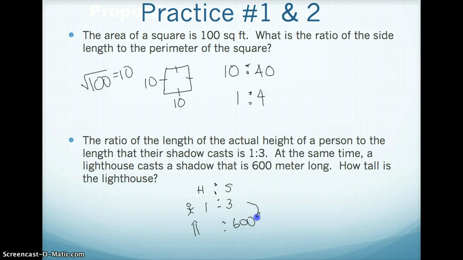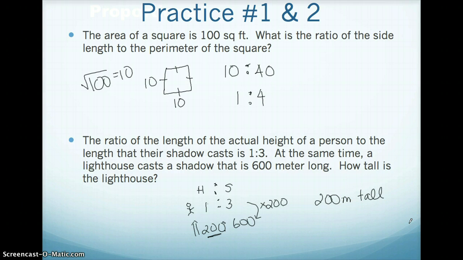So how do we get from 3 to 600? Well, we can either multiply or divide, and it looks like we get bigger, so we multiply by 200. Right? 1 times 200, we do the same thing over here, and so the lighthouse is 200, you can even underline it, meters, they use meters, tall.